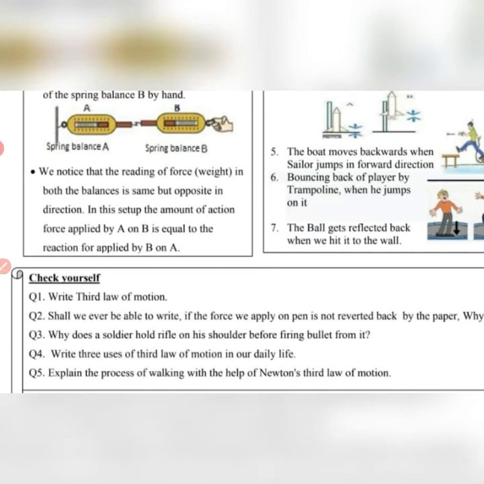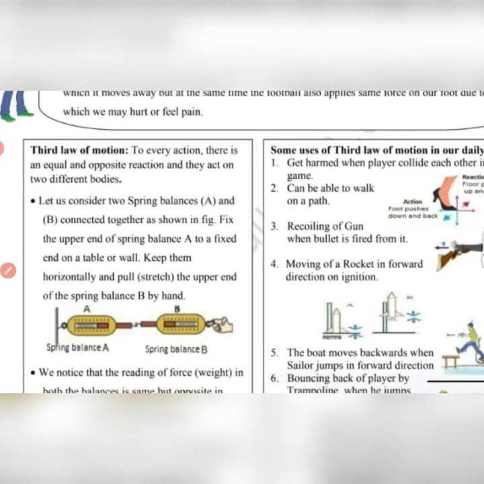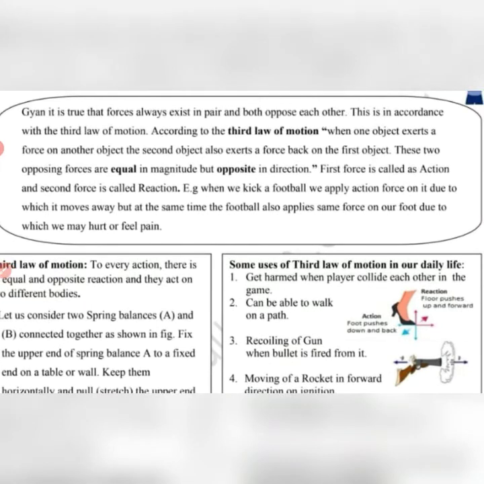Now let us discuss the question answers. First, write the third law of motion. As we have just seen, to every action there is an equal and opposite reaction, and they are acting on two different bodies. So the answer: when an object exerts a force on another object, the second also exerts force back on the first. These two forces are equal in magnitude but opposite in direction.